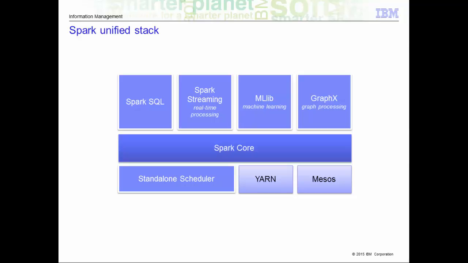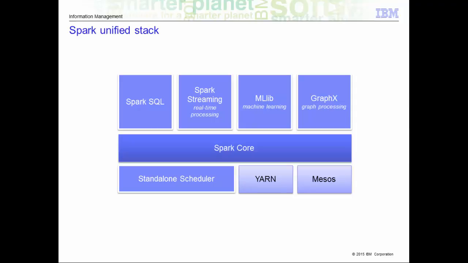Here we have a picture of the Spark unified stack. As you can see, the Spark core is at the center of it all. The Spark core is a general-purpose system providing scheduling, distributing, and monitoring of the applications across the cluster.